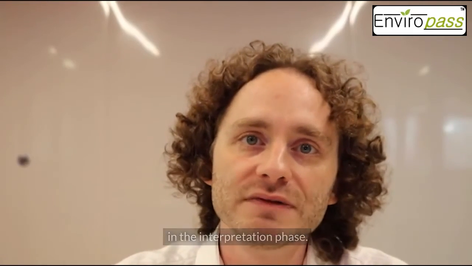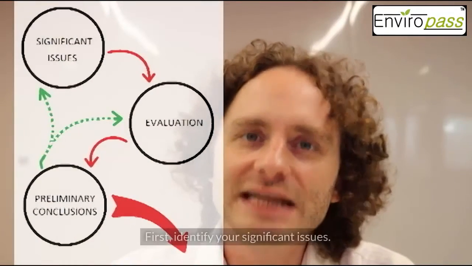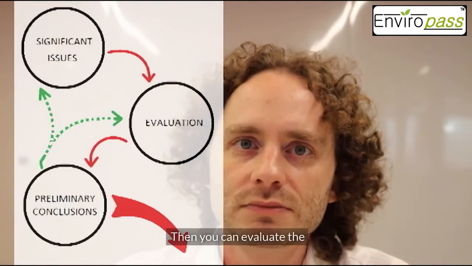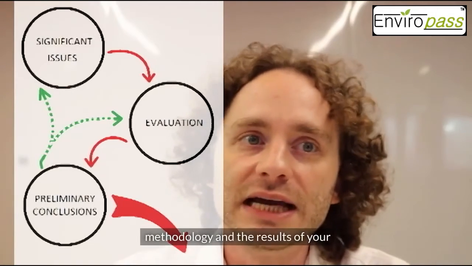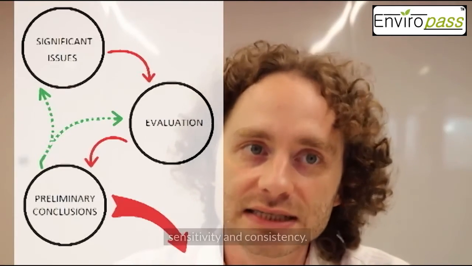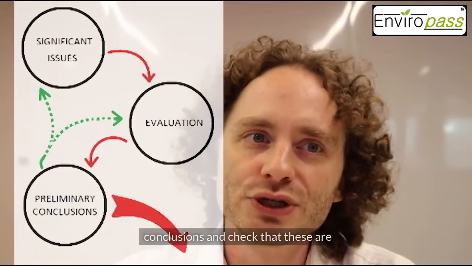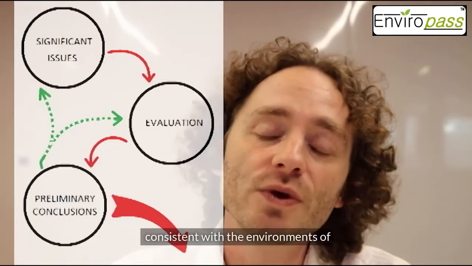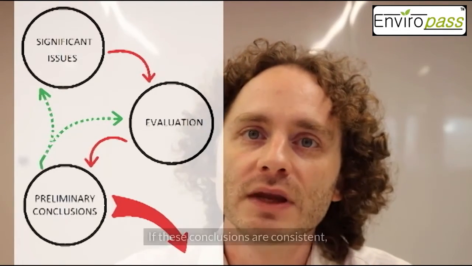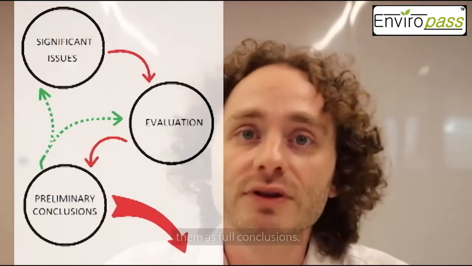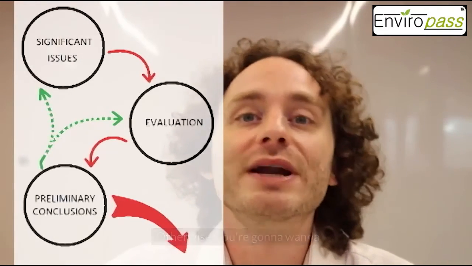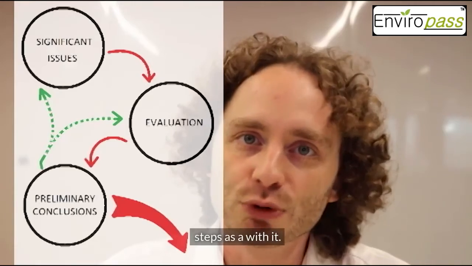Conclusions should be drawn from the study in an iterative fashion alongside the other elements in the interpretation phase. A logical sequence for the process might look like this. First, identify your significant issues. Then you can evaluate the methodology and the results of your three checks: completeness, sensitivity, and consistency. Then you can draw some preliminary conclusions and check that these are consistent with the requirements of your goal and scope. If these conclusions are consistent, you can report them as full conclusions. Otherwise, you're going to want to iterate back to the previous steps as appropriate.